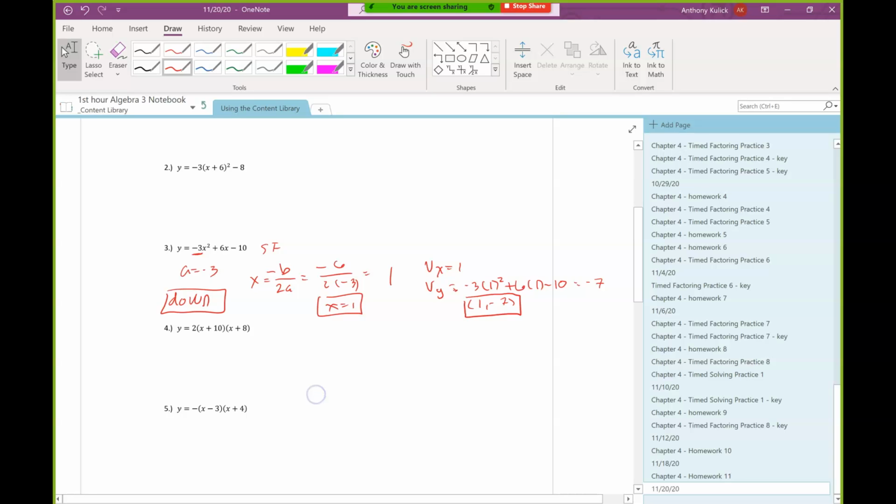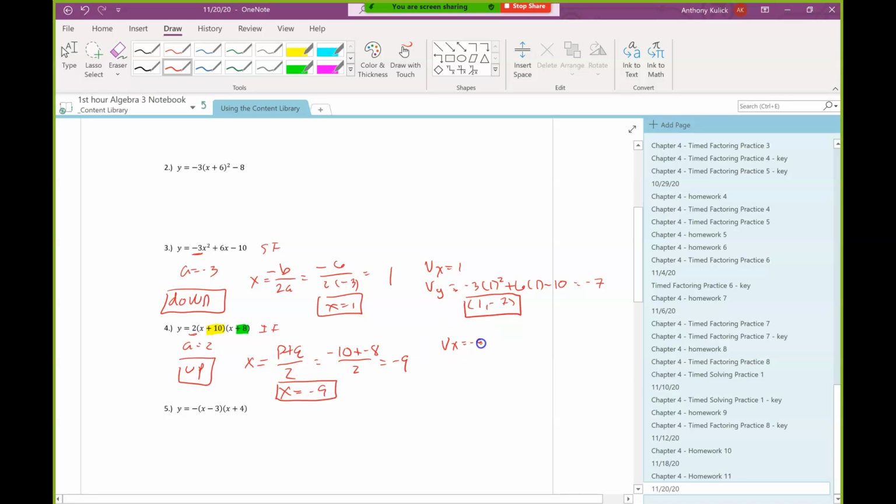So the next one, again, we're going to start by noting that this is in intercept form. So this is my a value here. Since the a is positive, now this one's going to open up. Since it's in intercept form, the axis of symmetry is going to be p plus q over 2. So my value for p is going to be the opposite of 10. And my value for q is going to be the opposite of 8. So I have -10, -8 over 2. So that is x equals -9.